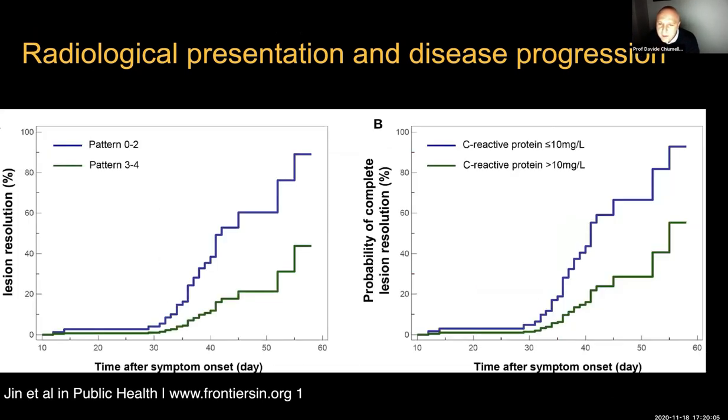But also in the same study, what they point out is the importance of inflammation. So you can see here the same pattern of disease, with different levels of CRP, C-reactive protein. The more inflamed patients have a lower probability of resolution and a prolonged duration of symptoms.